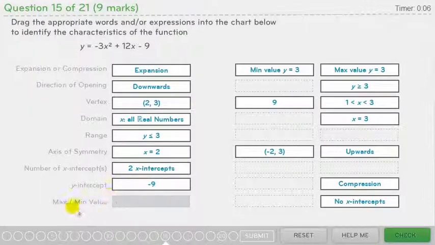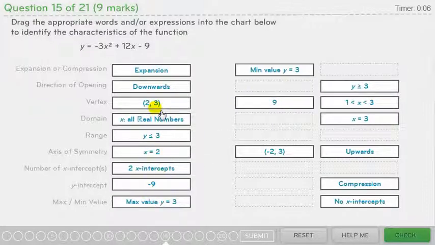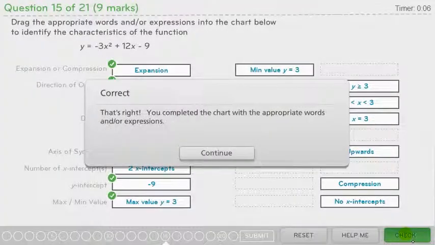Finally, let's check to see if this function has a max or min value. Because the leading coefficient is negative, we know that the graph is going to be opening downward. So our vertex at 2, 3 is going to be a maximum point. So our max value will be y is equal to 3, which is the y value of the vertex. Let's check our solutions, and we are correct.